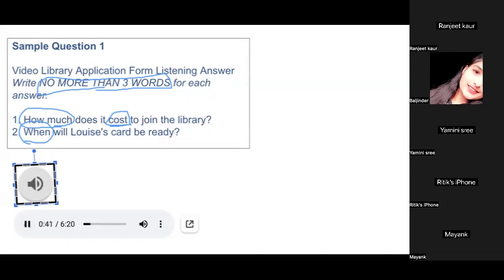Now turn to section 1. Section 1. Louise wants to join a video library. You will hear a conversation between Louise and the owner of the video library. First, you have some time to look at questions 1 to 5.